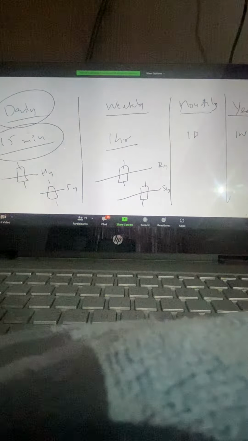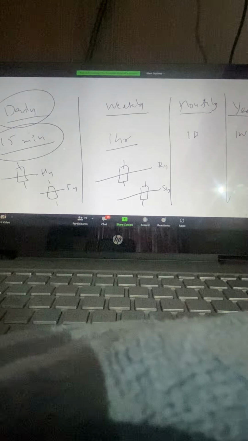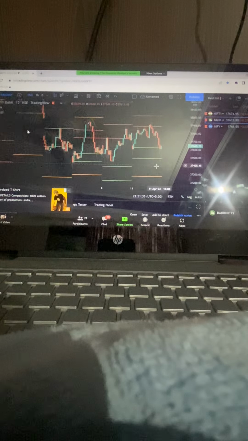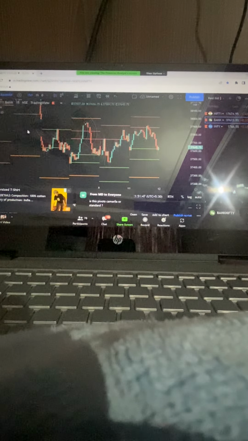Okay, simple. So let's analyze the trends a little here. I'll ask you, you tell me, what is the trend? Right now, currently in Bank Nifty, this is the 15-minute time frame, and these, as you can see, are daily pivot levels. So right now, what is the trend in Bank Nifty? The daily trend. Pivots are Camarilla, not standard.